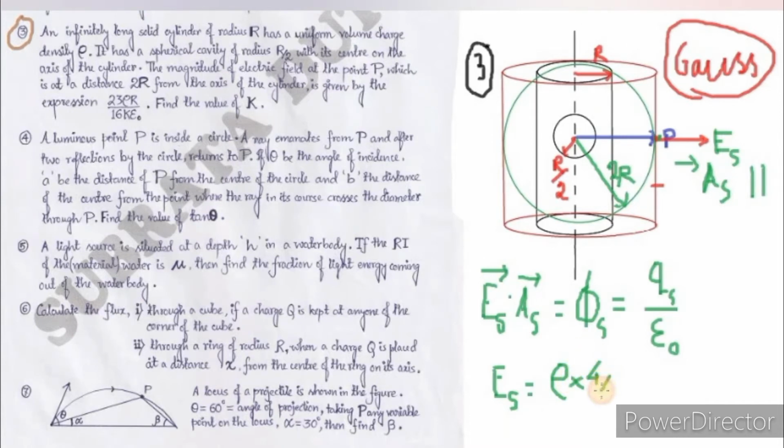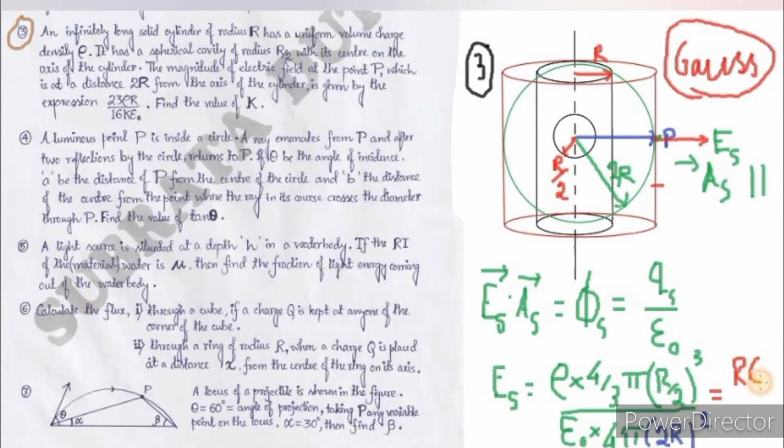So what is the total charge? That is volume times the volume charge density. Volume charge density is rho and volume is 4 by 3 pi times the radius cubed. The radius of the spherical part is r by 2, whole cube. And the surface area of the Gaussian surface, which is the green sphere as shown in the figure, is 4 pi (2r) whole squared, because the point P is situated at a distance 2r, like our previous cylindrical calculation. So this electric field comes out to be r rho by 96 epsilon naught.